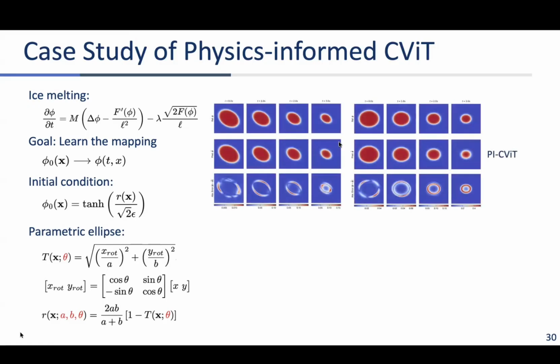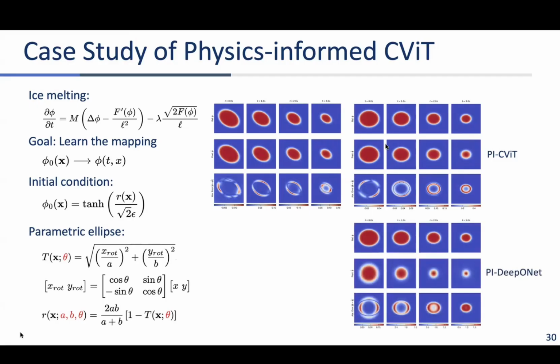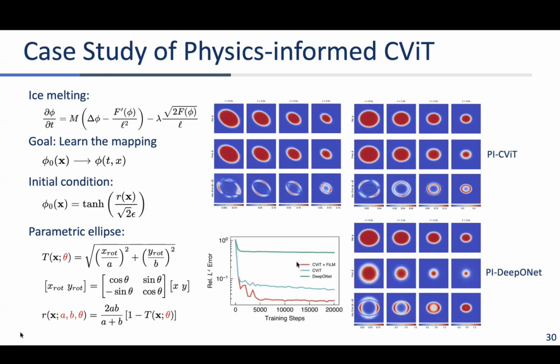On the right there, those are the results. You see for different ellipses, our model can learn the solution pretty accurately. But if we use the DeepONet as backbone, as you can see for the same ellipse, the DeepONet can't even learn or fit the initial condition accurately. To provide more evidence, I just show the error convergence of different models. You see the CViT yields a better error convergence, and the FiLM layer can further improve the model performance.